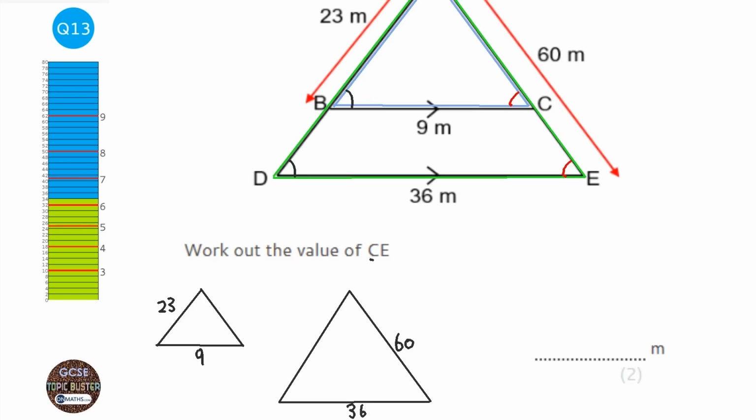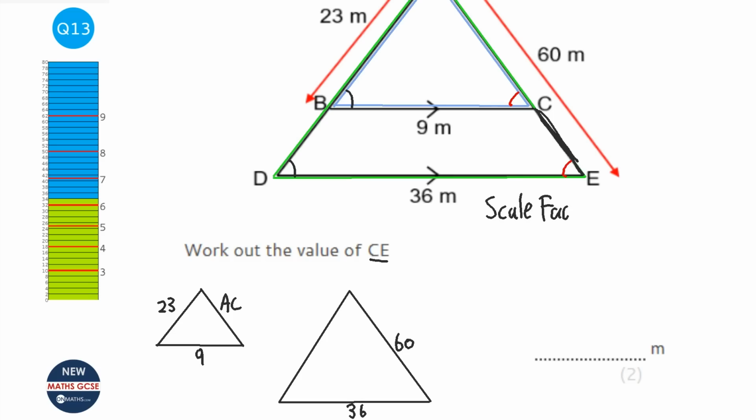Okay, now it asks for the value of CE, which is this bottom length here. That's the bit we're trying to find. But I'm going to ignore that, and I'm going to work out what AC is. The reason for that is if I know AC, I can take it away from 60 to work out CE, because I know the total distance is 60. Okay, to do that, I need to work out what the scale factor is.